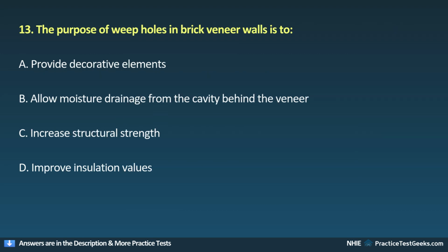13. The purpose of weep holes in brick veneer walls is to A. Provide decorative elements, B. Allow moisture drainage from the cavity behind the veneer, C. Increase structural strength, D. Improve insulation values.